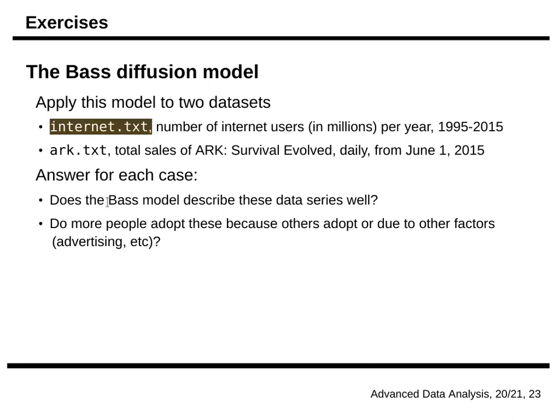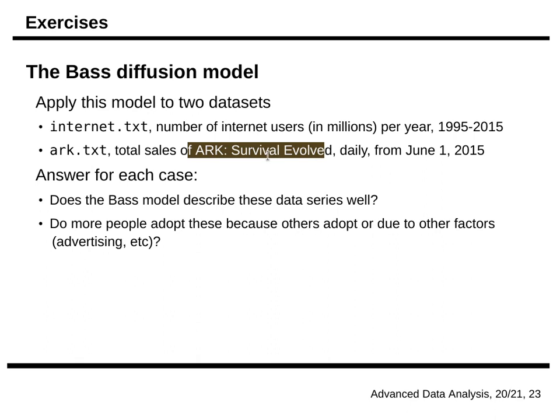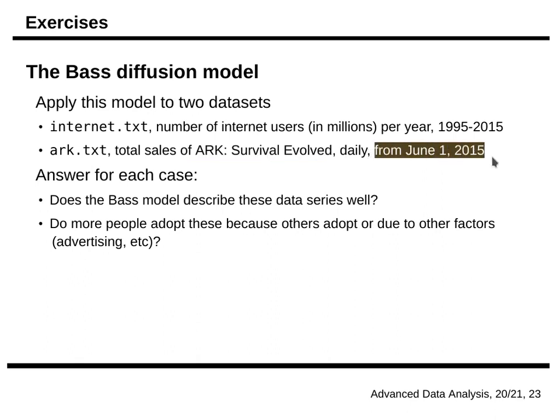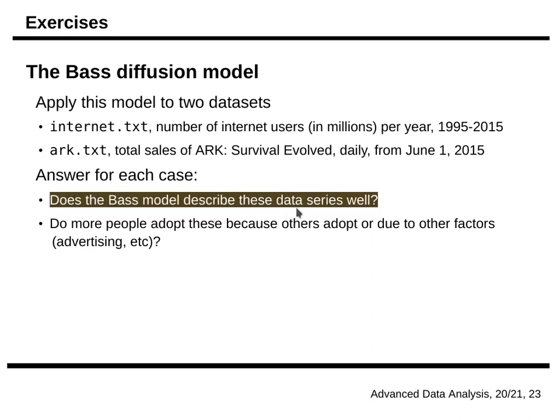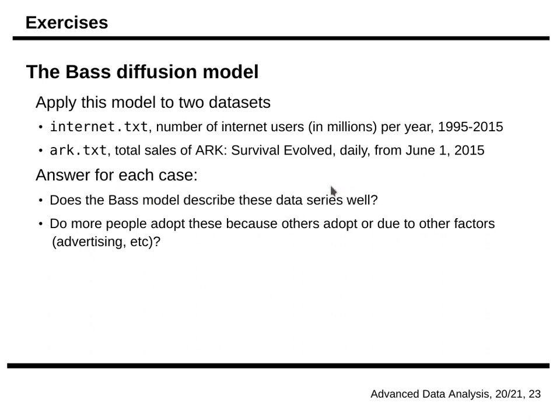So internet has the number of internet users in millions for every year between 1995 and 2015. And arc.txt has the total sales of Ark Survival Evolved, a computer game, for every day from June 1, 2015. So for each of these cases, you're going to use the BAS model and check if the BAS model describes this data series well.